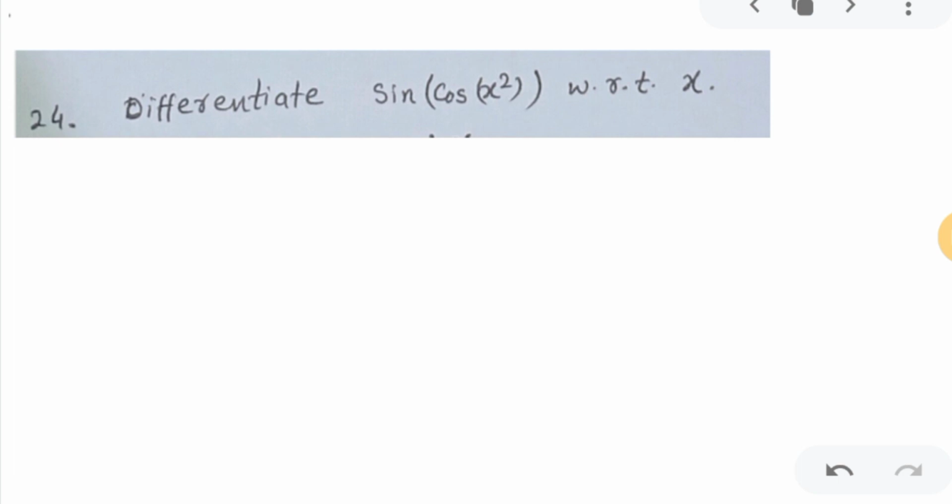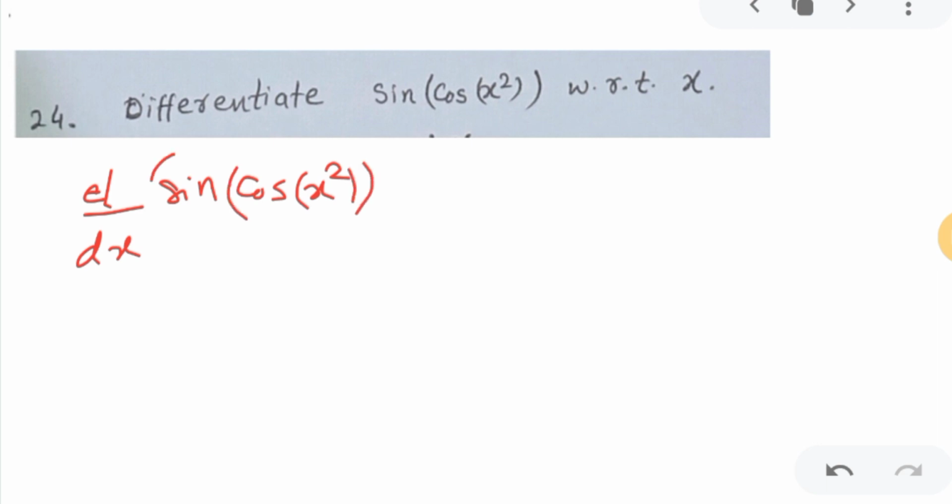That is question number 24. Differentiate sine cos of x square with respect to x. So this is also using the chain rule, and without the chain rule you cannot solve even a single question in differentiation, correct? So you just have to do it one by one, from left to right you will go. So the first function is sine, so inside the thing you will take as x. So sine x derivative is cos x.